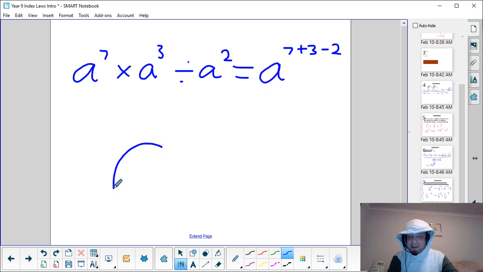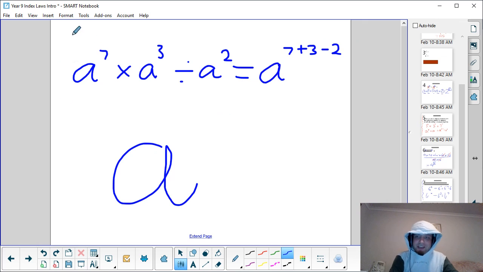So at the end of the day, the answer is going to be A to the power of something. I've just got to know what 7 plus 3 take away 2 is. So if I start with 7 A's all being timesed, then I times in 3 more A's, I'm up to 10, and I divide away 2 of those A's, then I'm back to 8. So we can put these index laws together, and you'll have to as we learn more of them as we go. For now, practice these couple on Google Classroom, and we'll see you Wednesday.